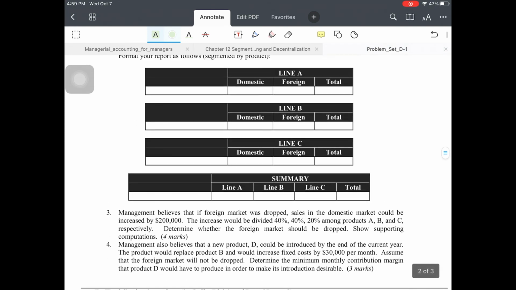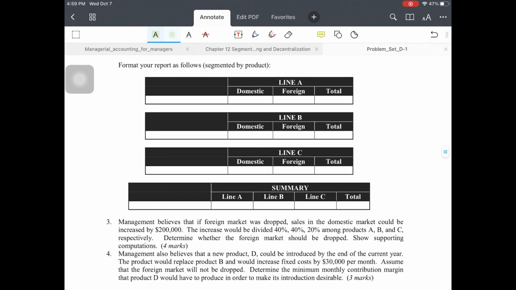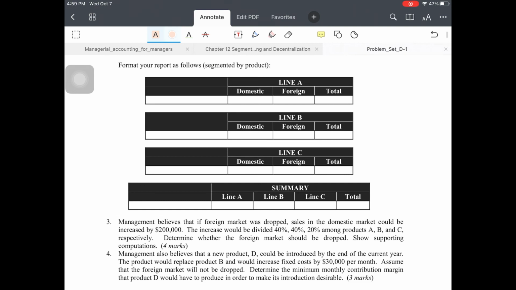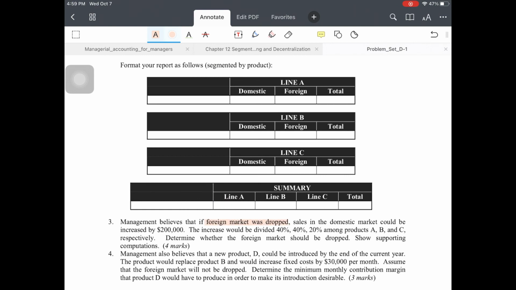Now onto the third requirement, let me annotate that for you. Management believed that if the foreign market was dropped, sales in the domestic market could be increased by $200,000. The increase would be divided 40%, 40%, 20% among products A, B, and C respectively. Determine whether the foreign market should be dropped. Show supporting computations. Let's now solve that in Excel.